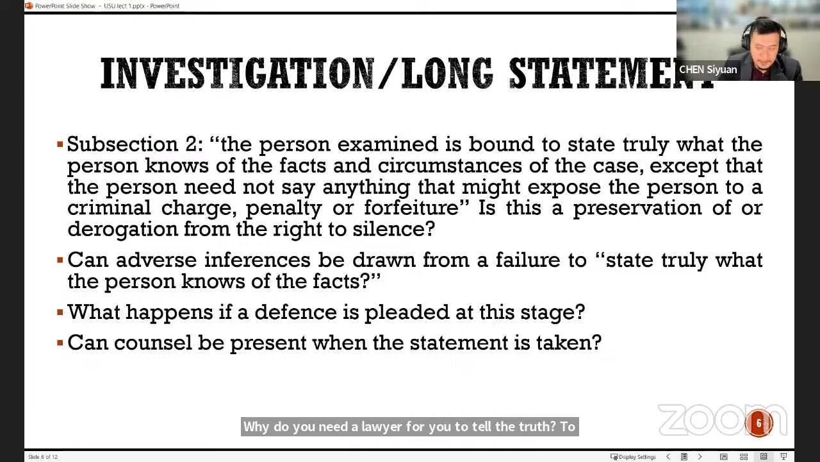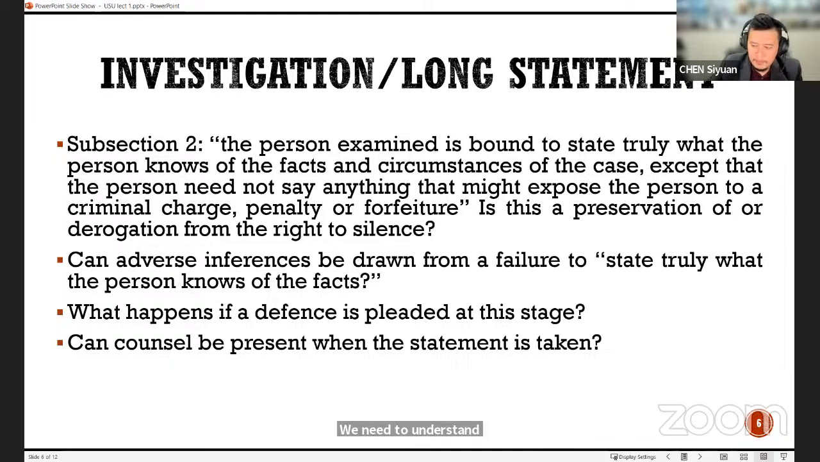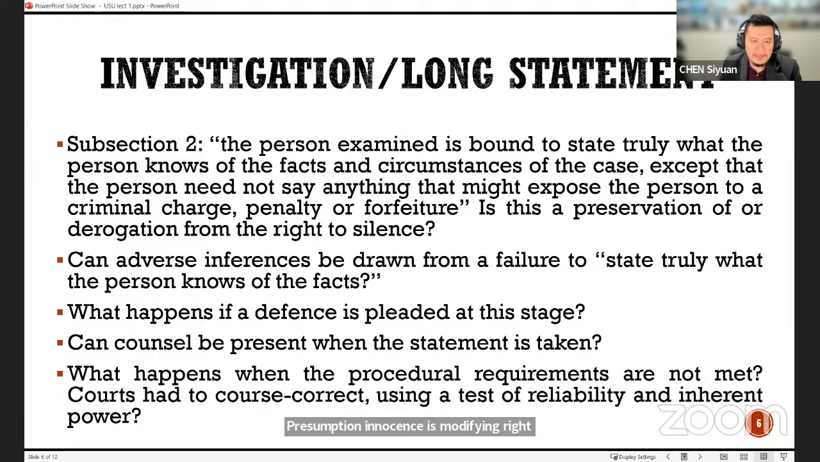Right? So that's why I go back earlier. I said on a more macro level, we need to understand that criminal justice in Singapore is just conceptualized a little differently. Presumption of innocence is modified. Right to counsel is modified in some way.